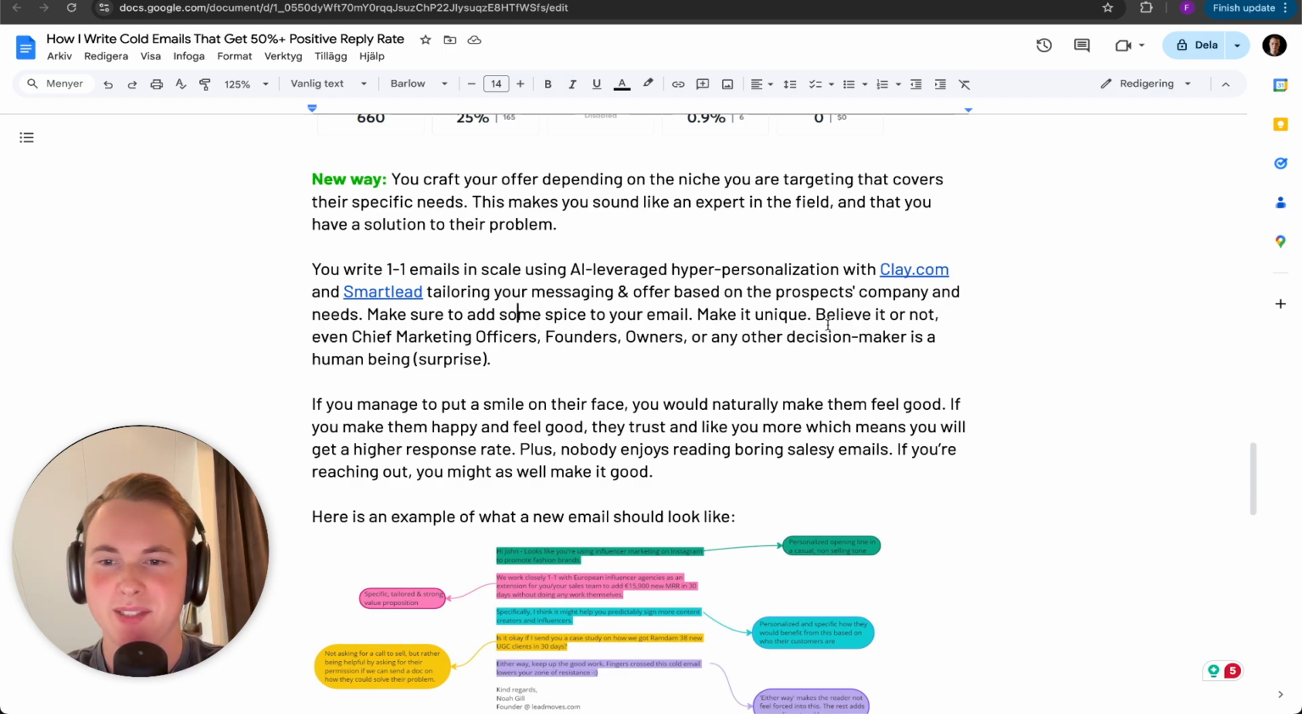And yeah, believe it or not, even CMOs, founders, owners, or just any other decision maker is a human being. Surprise, surprise. So what I mean by this is, you don't want to have 100% of your cold email AI written, because then it sounds robotic, no matter how good you prompt AI. I use AI every single day, but I never use AI for 100% of my emails. I always make sure to add some personality to the email.